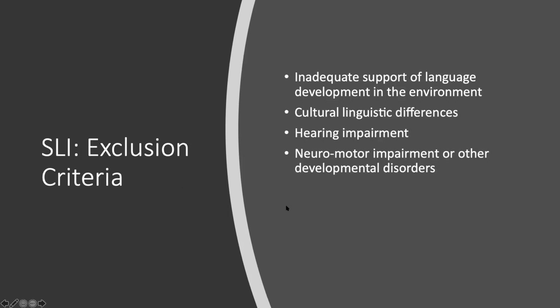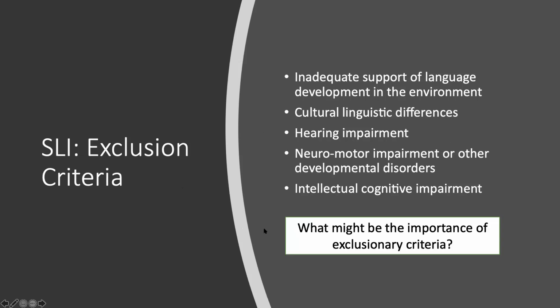Child can't have hearing impairments. They can't have any kind of neuromotor impairment or any kind of intellectual cognitive impairment. So what do you guys think the importance of these exclusionary criteria are? I think I've been kind of hinting at them, but I'm just hoping you guys can recognize what's the importance of using exclusion and inclusion criteria for a diagnosis.